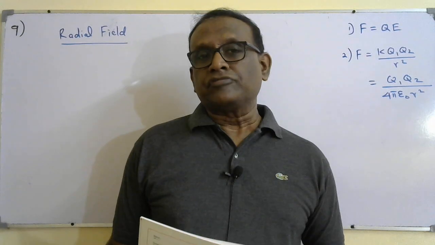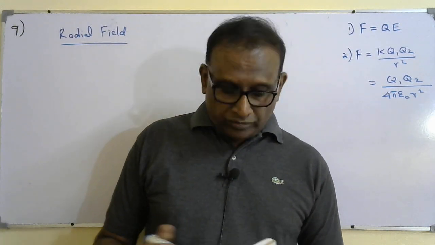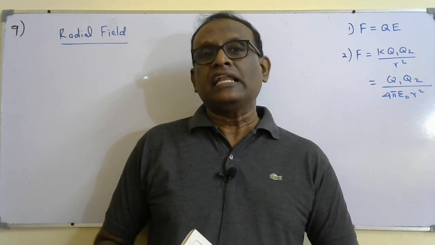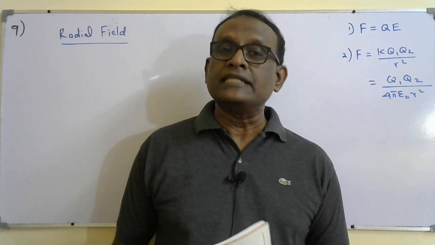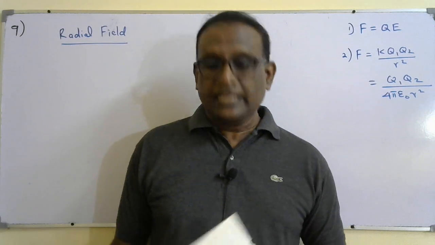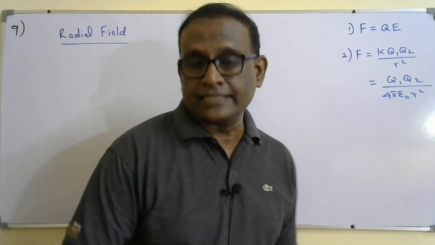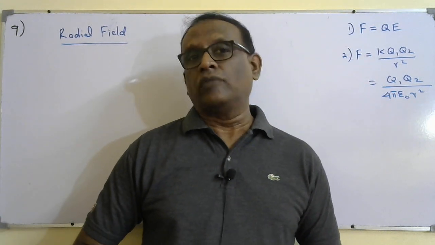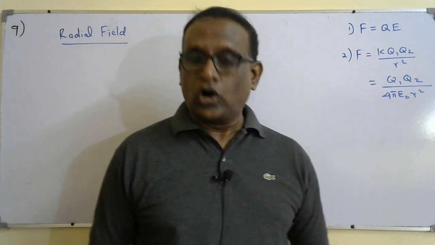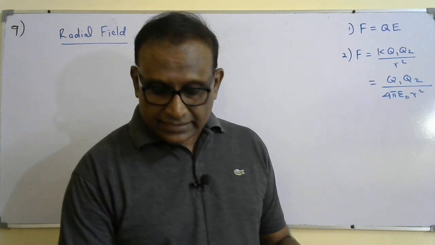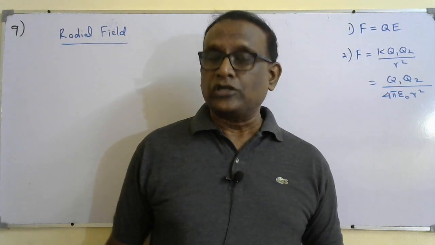So the other type of field is called uniform field. Uniform field means the field lines are parallel to each other with equal space. That means the strength of the field is the same at all points. That is the uniform field. So in uniform field, the electric field strength is the same at all points.